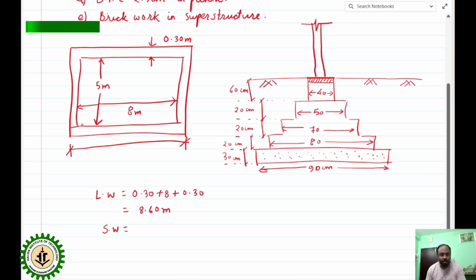And then what will be the short wall? This remaining part. If we have considered this area as long wall, similarly here also this area has been considered as long wall. So the remaining part is short wall, that is 5 meter. Got it?